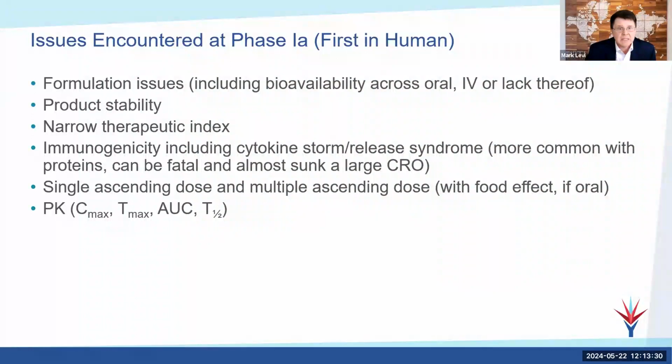You have product stability. The trial got delayed and the material, you only have stability dating for so long. So you do run the risk of exceeding the expiration date. You may have a drug with a narrow therapeutic index. Immunogenicity can start to show up. This includes cytokine storm or cytokine release syndrome. It is more common with proteins. It can be fatal. And it almost sunk a large CRO who was conducting a first-in-human study.